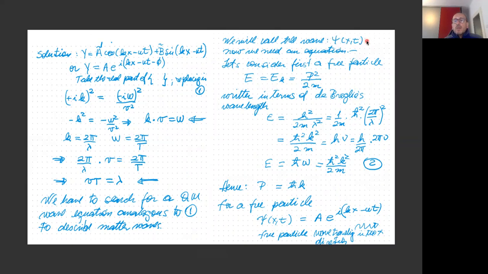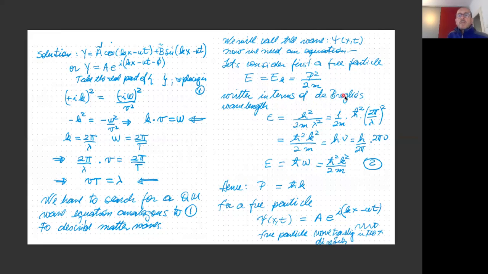So we're going to start from assuming there is a solution. This solution here should be equal to these waves associated to a particle. Electrons diffract, so there's a wave associated with the particle. This is the wave associated with the particle. We are interested in finding out what is the equation for that. But let's consider first a free particle. A free particle is a particle that has no potential. It can have a kinetic energy which is equal to p squared over 2m.